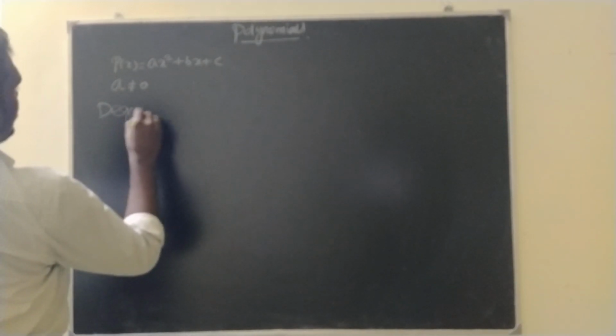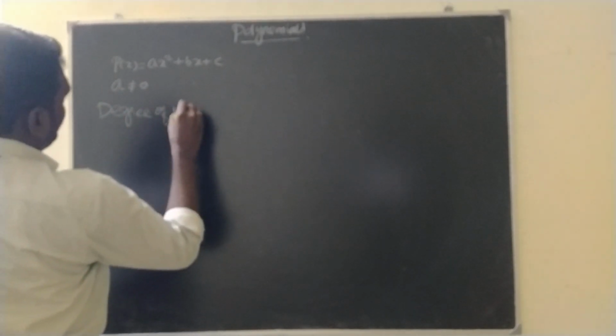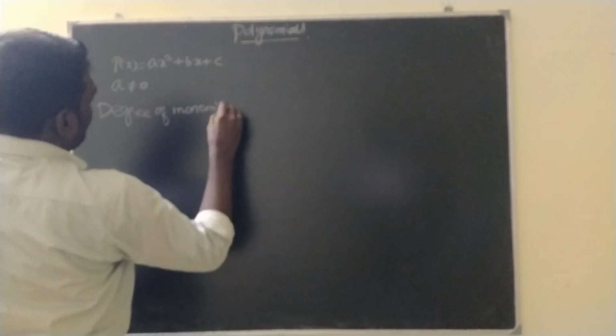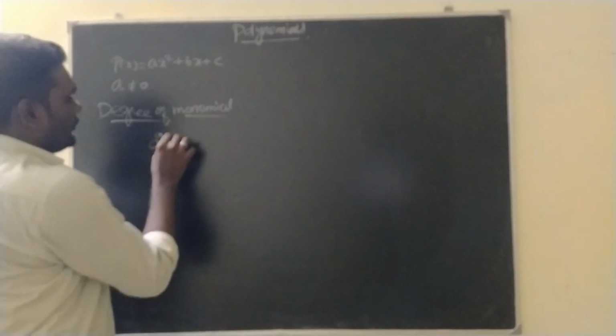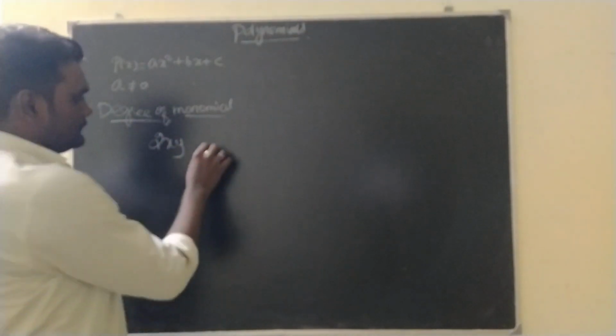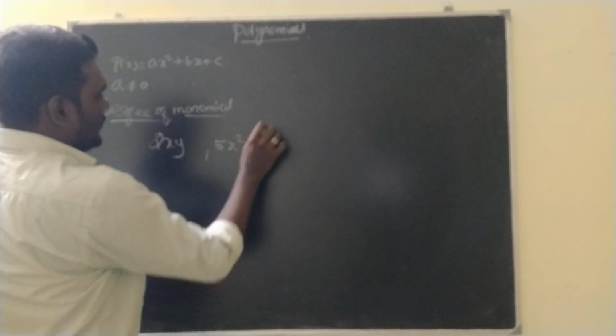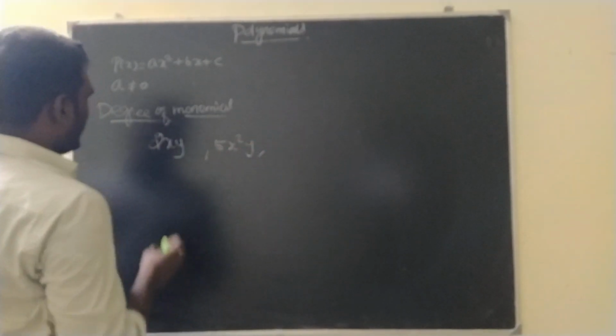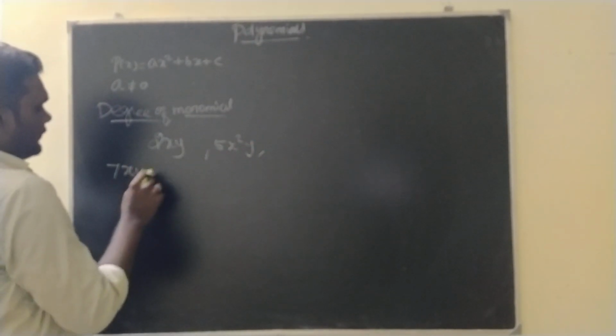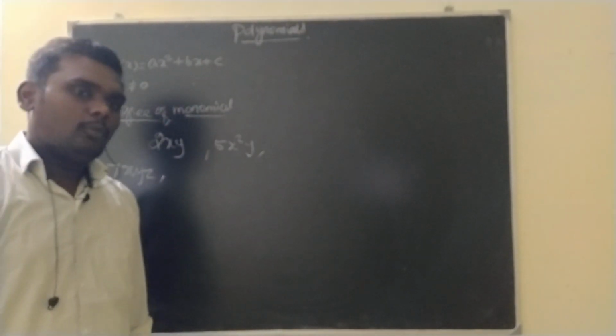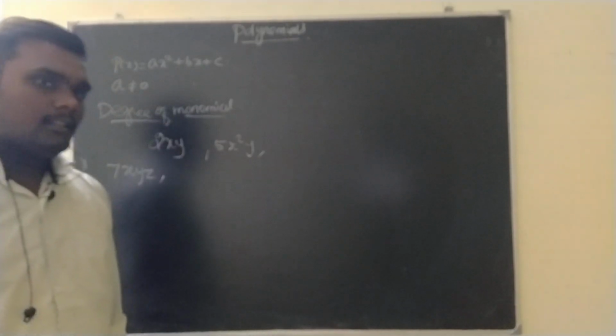The degree of a monomial. What are monomials? We say 2xy is a monomial, 5x squared y is another monomial, 7xy is a monomial. Likewise, a single term that may contain one or more than one variables. Okay. Now the degree of a monomial, how is it calculated?